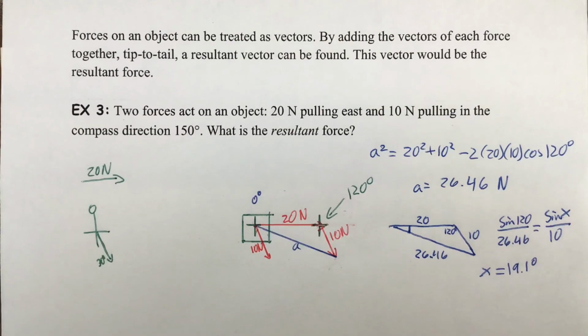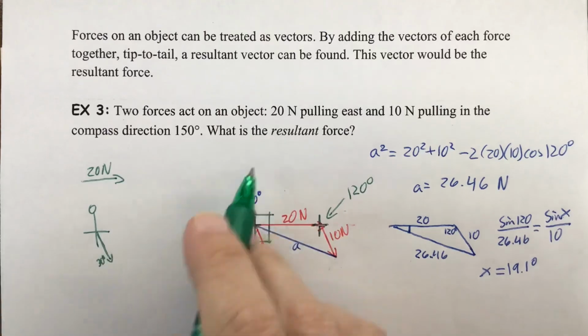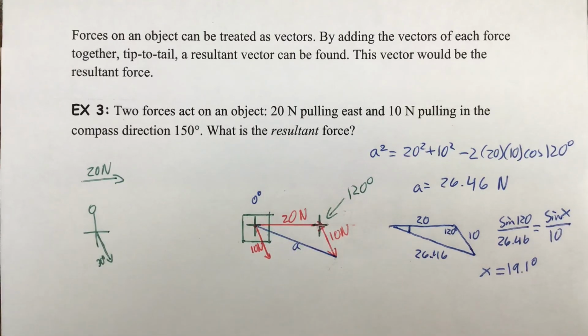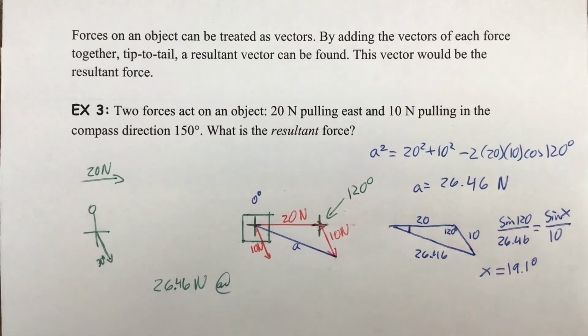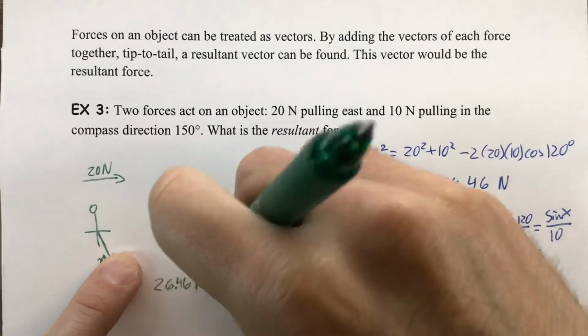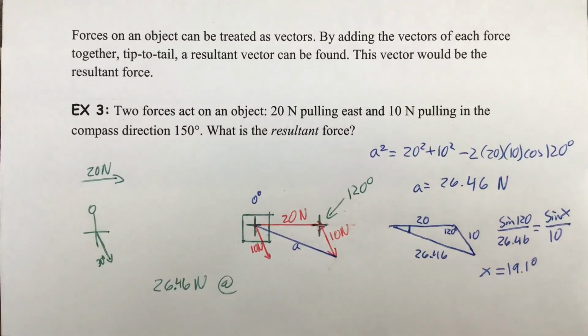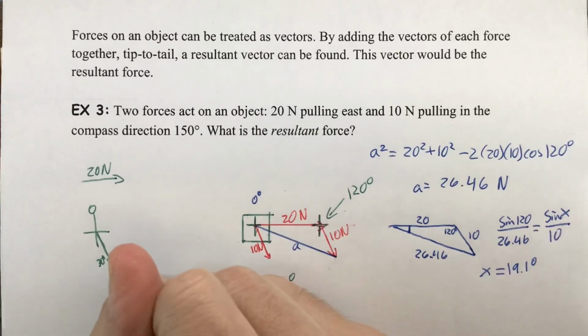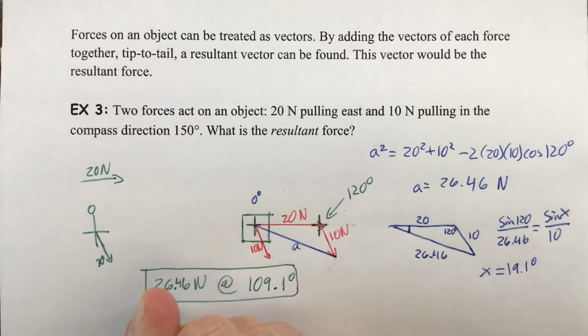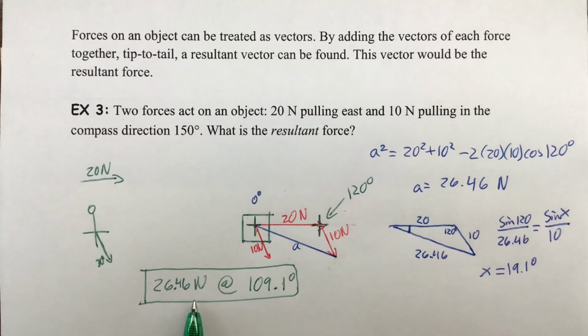All right, so overall, let's put our answer down here. Overall, what we've got is 26.46 newtons at, not 19.1 degrees. We're going to need to add that on to 90 degrees, which is going to be 109.1 degrees. That is the resultant force, the force as far as newtons and the direction that it's actually being applied in.